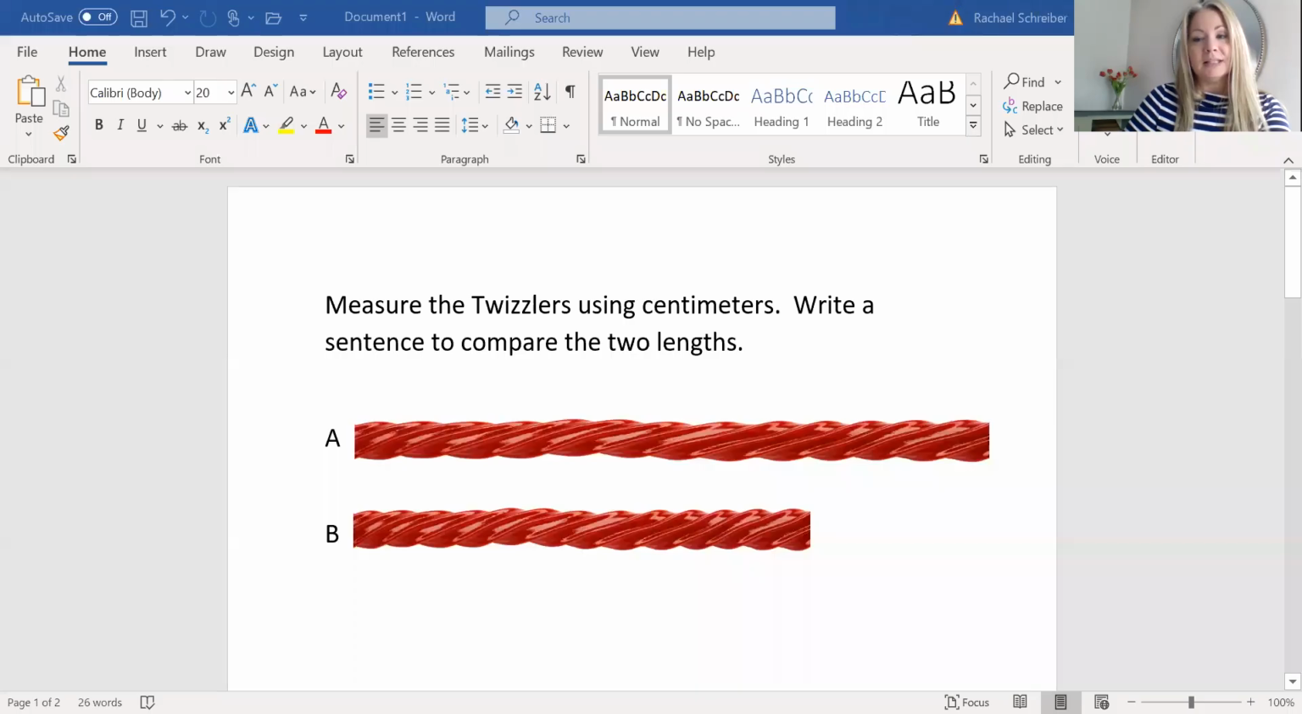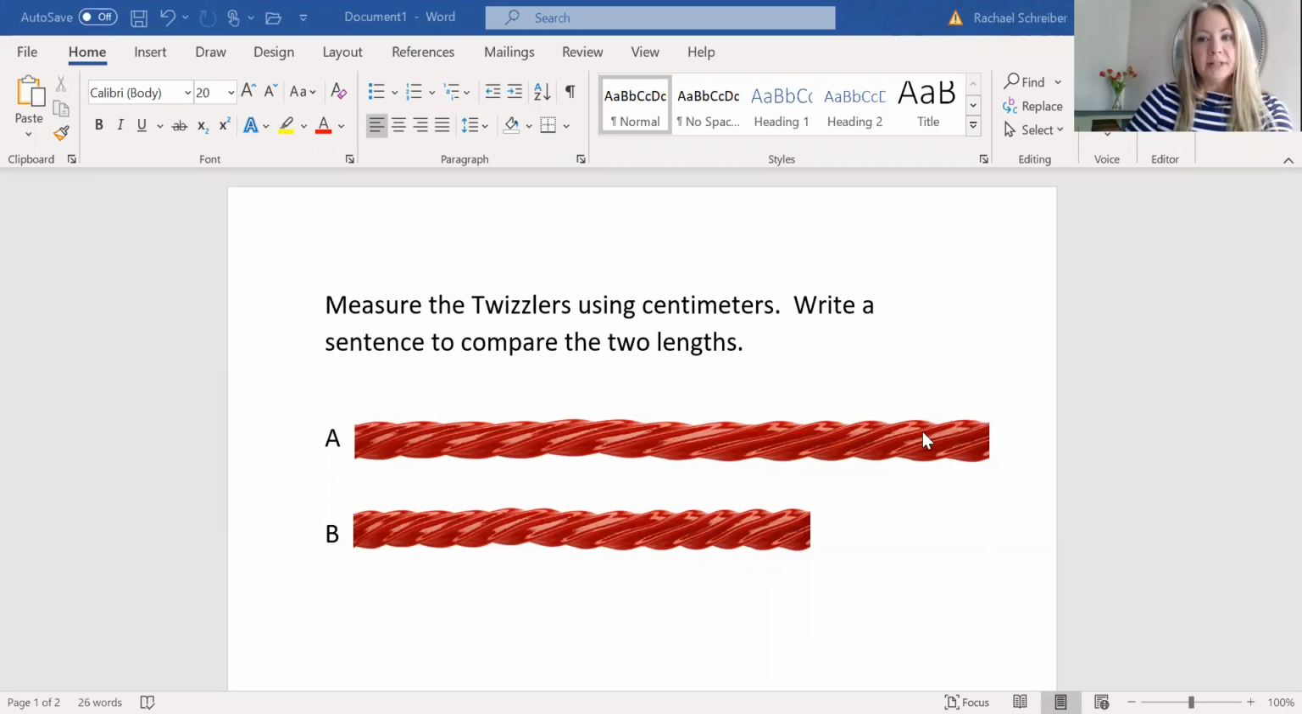So if you're ever asked to compare the lengths or the heights or the widths of something, basically what you're being asked to do is to tell the difference. And for those of you that remember, that word difference means that we will be subtracting because the difference is an answer to a subtraction problem.